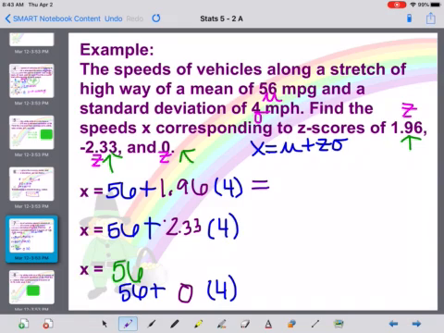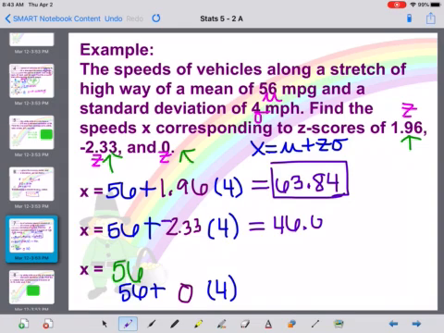So you can just do 56 plus 1.96 parentheses 4, so 63.84. Now, that's your x value, which means in this case that was their speed, which you should have known needed to be bigger than 56. So 63 is bigger than 56, so that seems right. You can't see my negative sign very well right here, but this is a negative 2.33. So 56 plus negative 2.33 times 4 is 46.68, which is below average, which you knew because your z-score was negative.